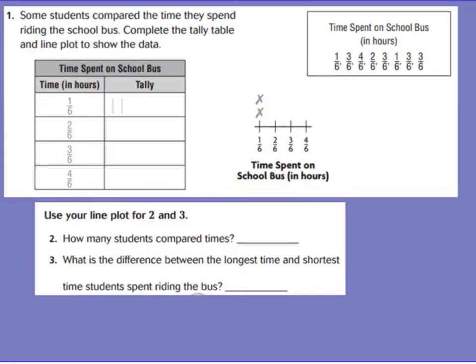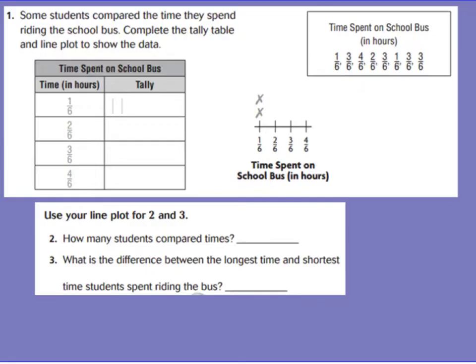So here is our information, our data that we have, our numbers that they gave us. So it's the time spent on the school bus in hours. So one student spent 1/6 of an hour on the school bus, 3/6 of an hour, and then another student spent another 4/6 of an hour on a school bus, and so on. So they took a survey of how long students spent on the school bus, and this was their data. This was what they got from their information.